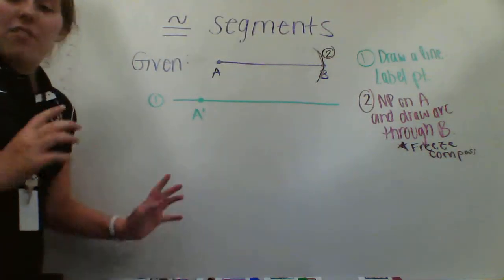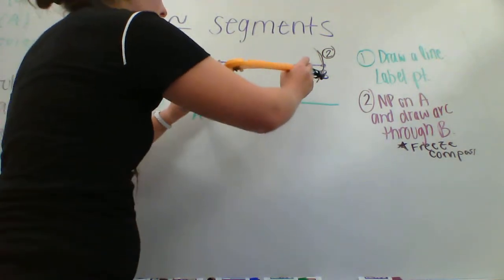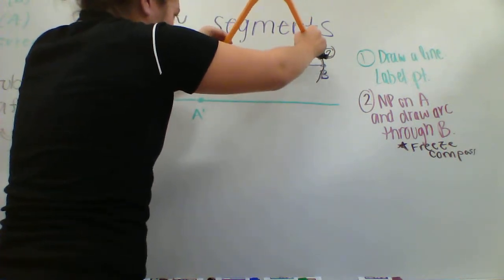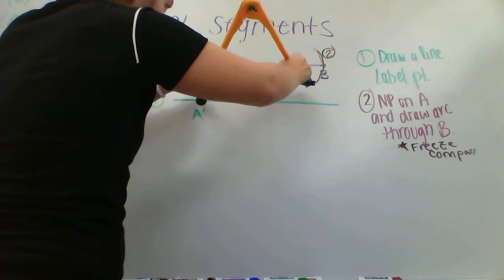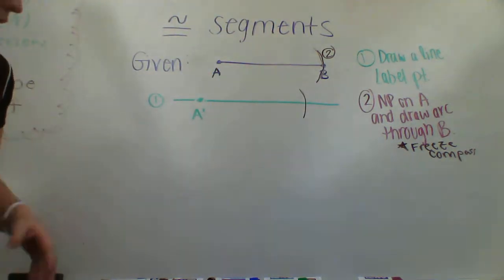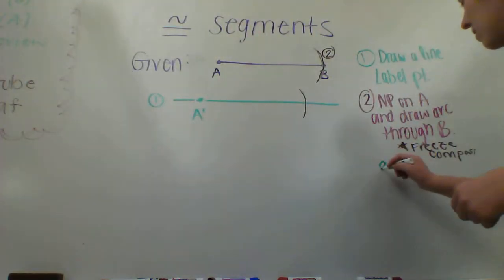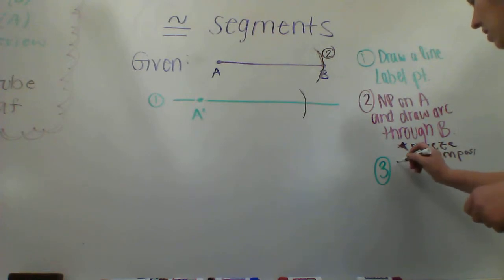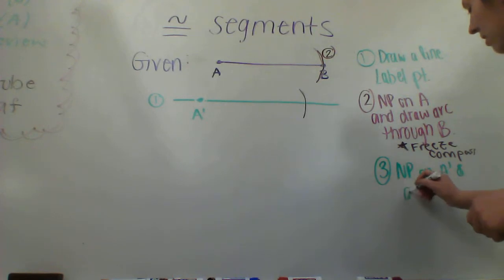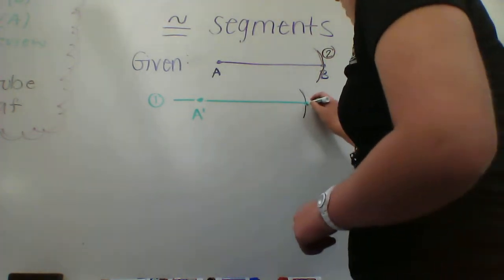So, with that frozen compass, you are then going to put the needle point on A prime, the same distance. So, if I froze my compass, same distance. Come down here and draw a brand new arc and label that point. So, step 3 is going to be, you're going to put your needle point on A prime and draw your arc. So with that, I now have B prime.